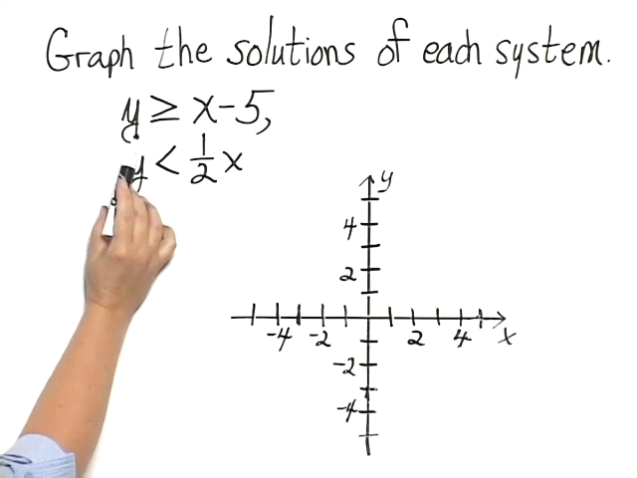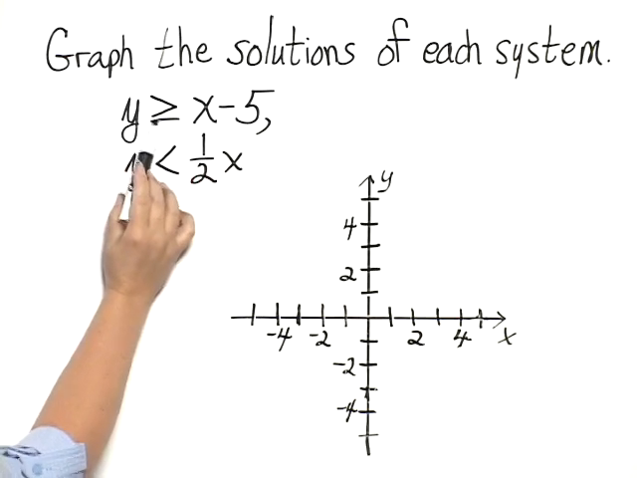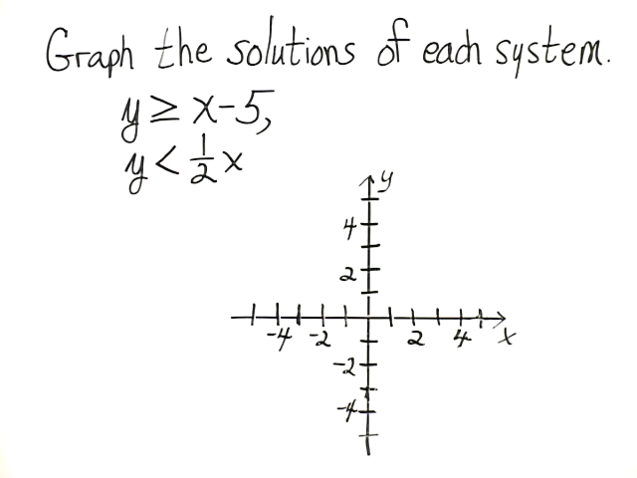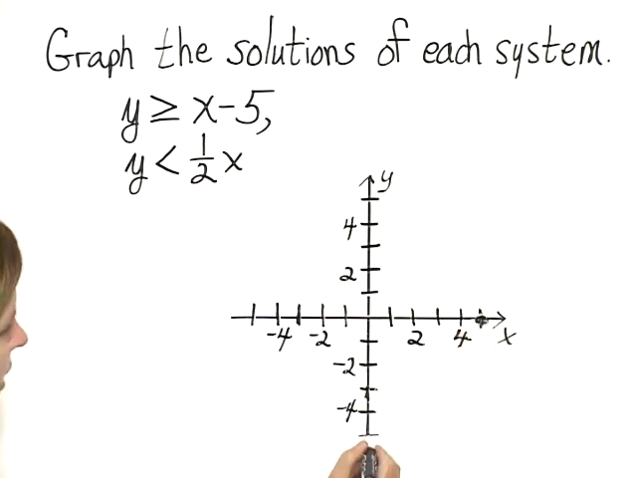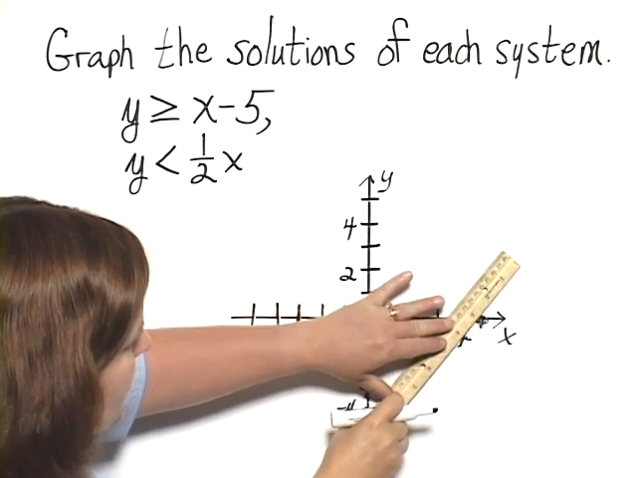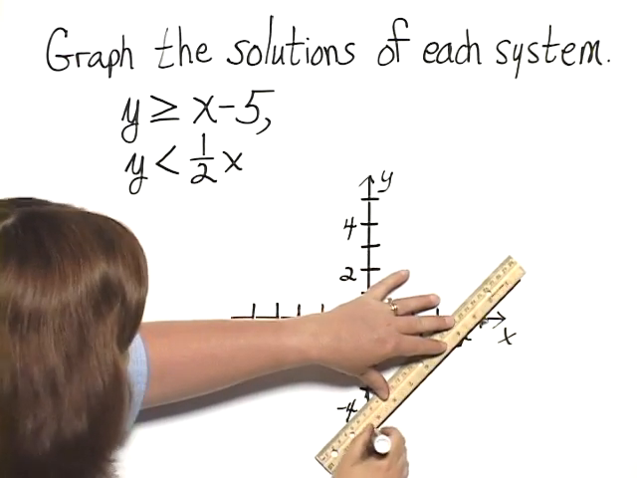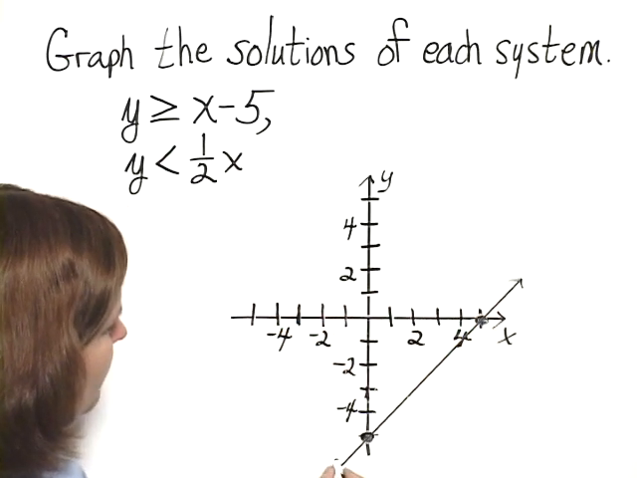We're going to graph the line y equals x minus 5 to start with, and that is going to be drawn as a solid line because the inequality symbol is greater than or equal to, not strictly greater than. This line y equals x minus 5 has an x-intercept of (5, 0) and a y-intercept of (0, negative 5). And again, we draw the line solid because the inequality symbol is greater than or equal to. So the line is actually part of the graph.